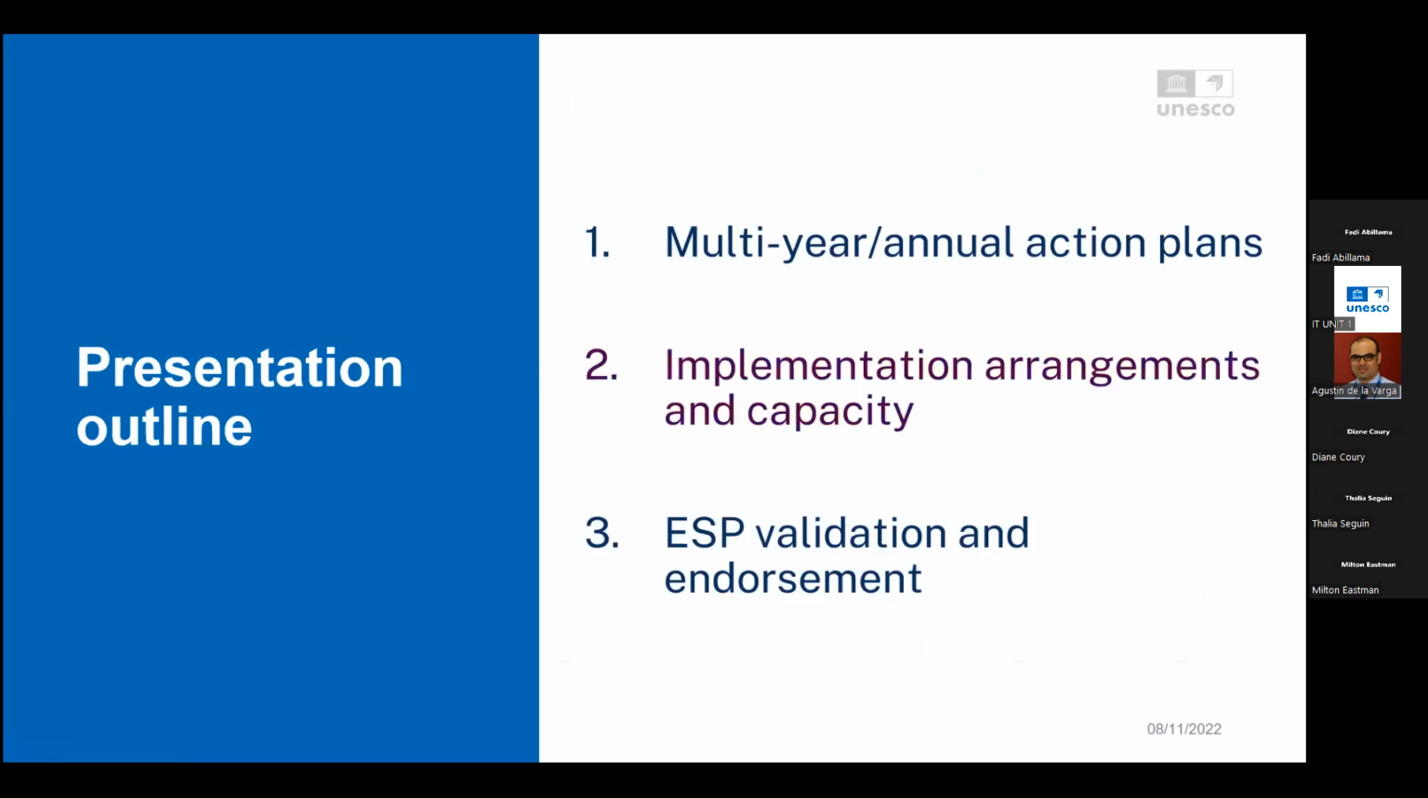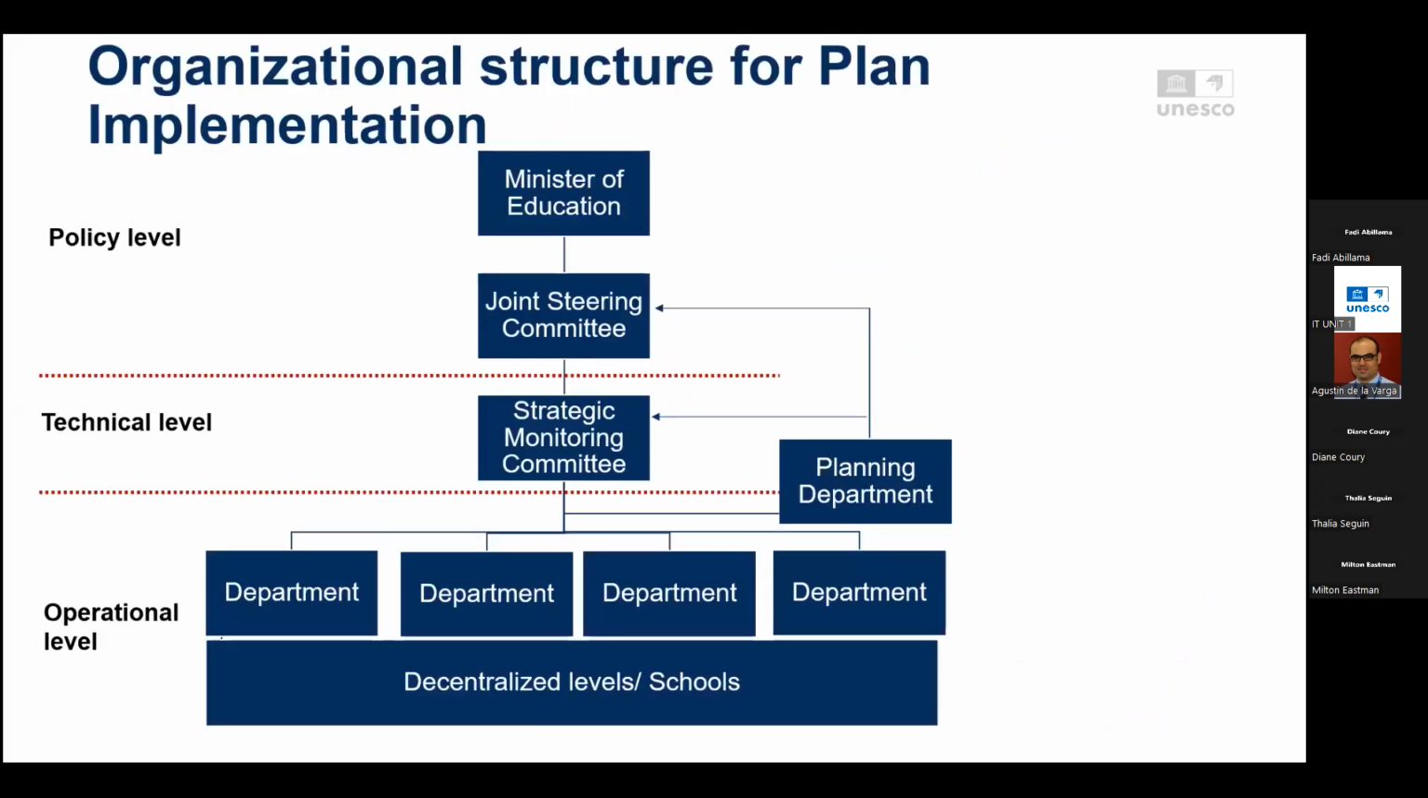So let's now go to another element of the M&E and the annual operation plan, which is the organization structure for plan implementation. Sorry, I said M&E because actually it's very close. The implementation structure is very close to the M&E structure, and ideally you need to build on existing structures. As you remember from the M&E structure, we have a three-tiered structure with a policy level, a technical level, and an operational level.